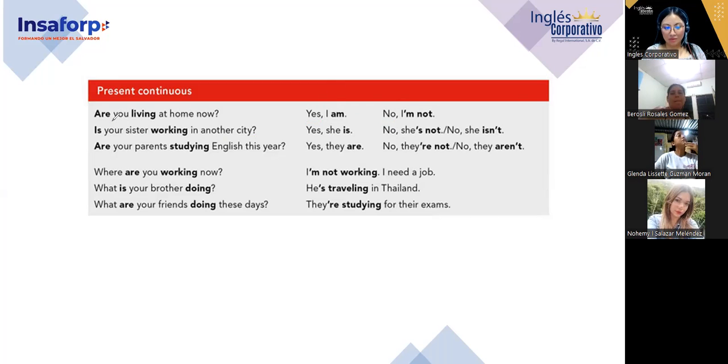Vaya. Aprendimos sobre dar mi información. Yes, I am. No, I'm not. Pregunto sobre una tercera persona. Is your sister working in another city? Aprendamos también sobre. Yes, she is. Exactly. Yes, she is. No, she isn't. No, she's not. Un grupo de personas, en este caso, sobre dos personas.